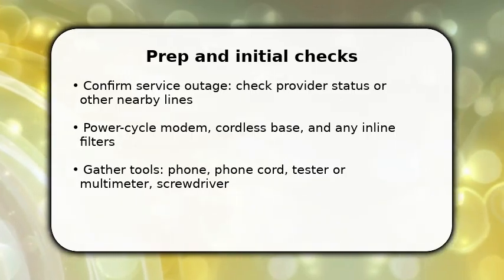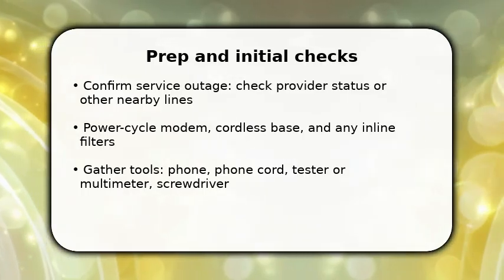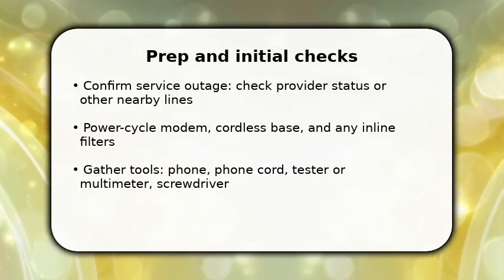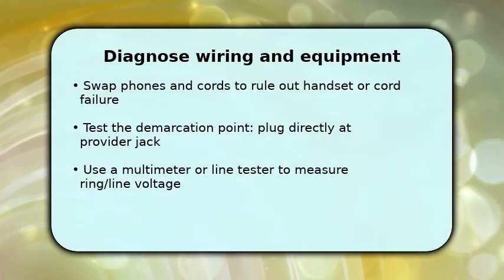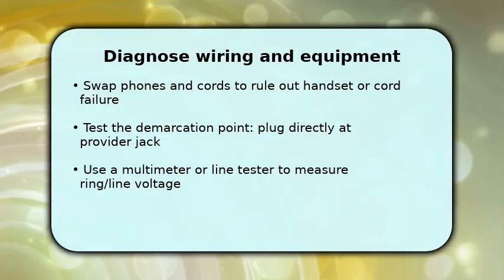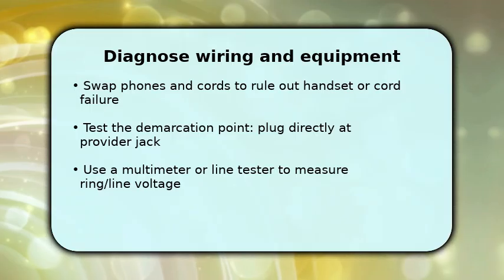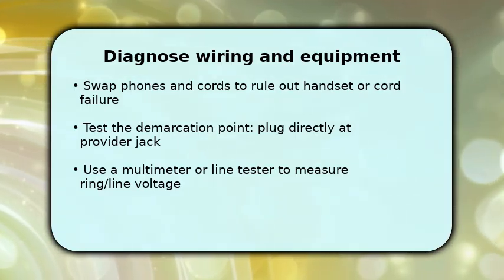While doing this, note static, clicks, or noise. These symptoms tell you whether the fault is noisy wiring, bad equipment, or an external line problem. Once done with basic checks, focus on wiring and the demarcation point. You swap phones and cords to eliminate device problems. If the tone appears only at the provider jack, the issue is inside your wiring.